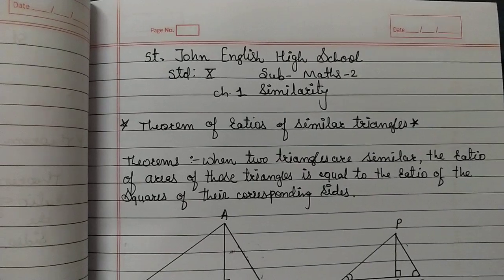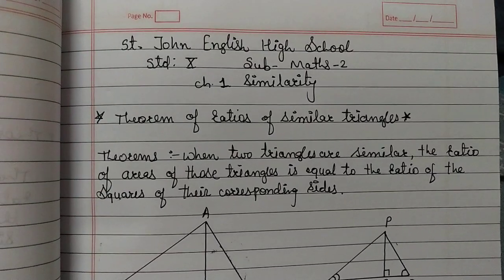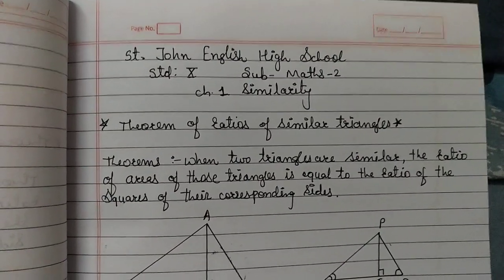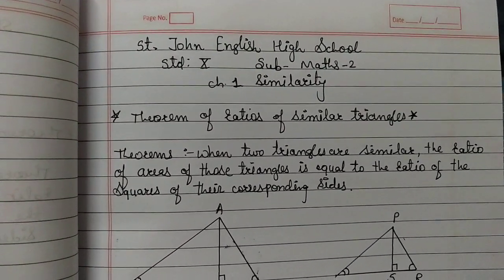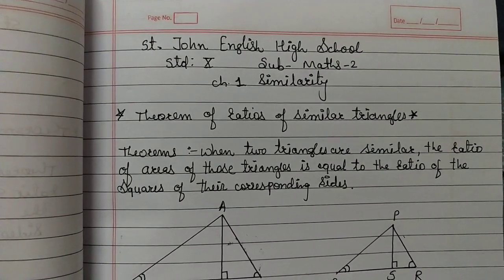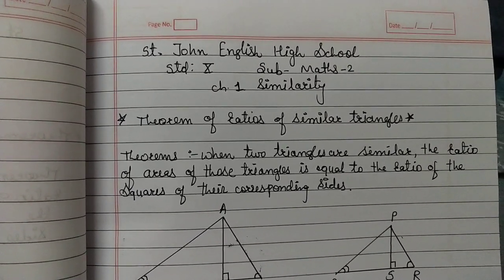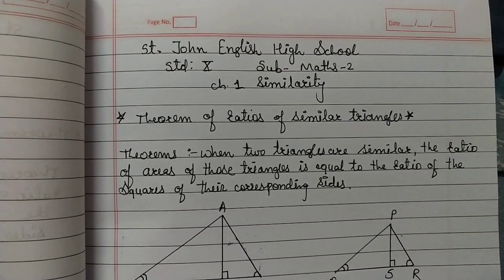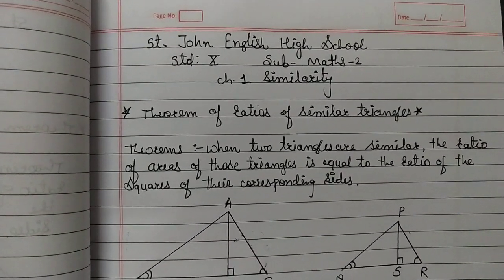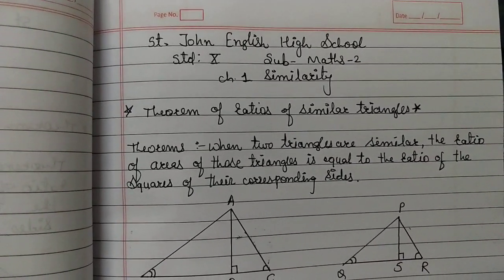We were studying in Mathematics 2, chapter number 1, Similarity. In that we have studied four concepts. First one was areas of triangles or ratios of areas of triangles, then the BPT theorem, that is the Basic Proportionality Theorem, then the theorem of angle bisector of a triangle, then properties of parallel lines, that is intercepts made on three parallel lines and their transversals, and the last one was test of similarity. Now the next is the theorem of ratios of areas of similar triangles.